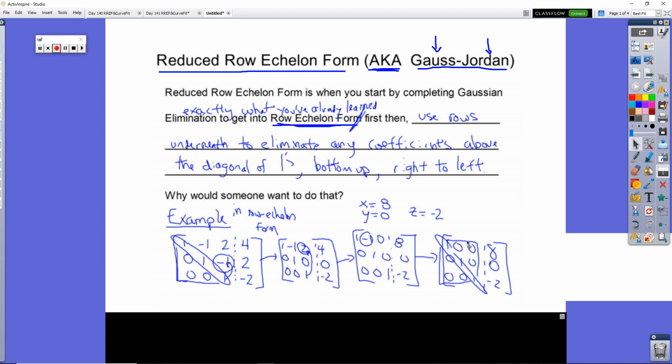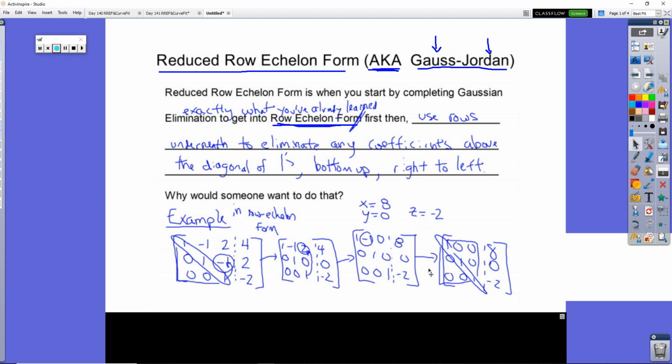So one of the benefits of the reduced row echelon form is you'll get a diagonal of 1s, a triangle of 0s underneath the diagonal of 1s, and a triangle of 0s above the diagonal of 1s. So literally, when you put the letters back into this, it is just telling you the answer for z is -2, the answer for y is 0, and the answer for x is 8. So this saves that whole back substitution thing that you normally have to do from the Gaussian elimination process.